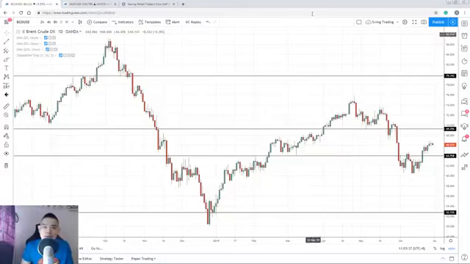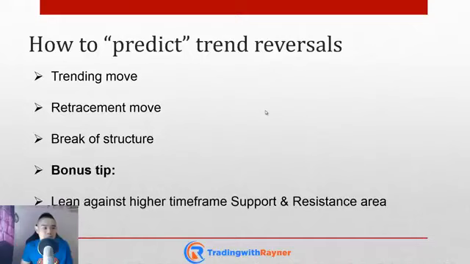Okay, so with that said, let's do a quick recap. Number one, you want to pay attention to the trending move, retracement move, and the break of structure. This gives you clues to whether the trend is healthy or not. If the trending move is healthy, the retracement move is healthy, and there's no break of structure, chances are the market is in a healthy trend and you can continue to trade in the direction of the trend.